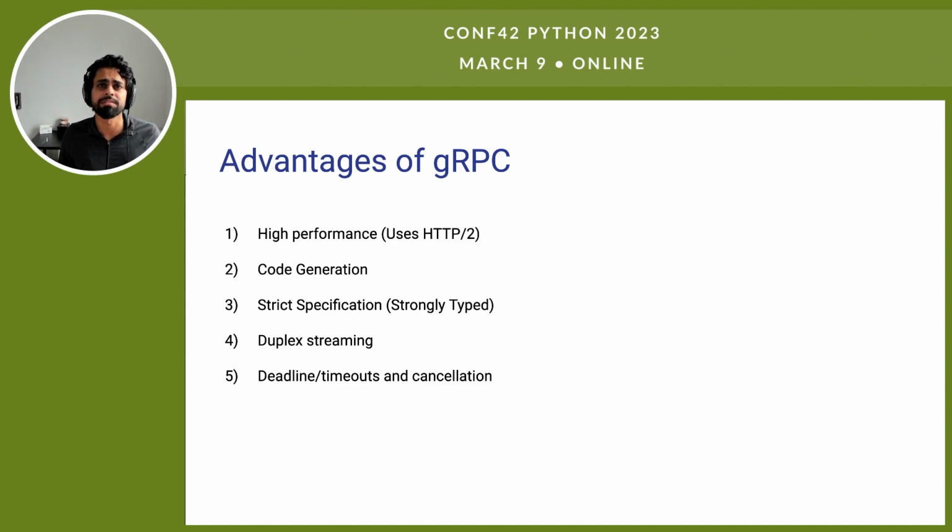gRPC also has native support for streaming. It has unary as well as bidirectional duplex streaming support, which means the client and the server can establish a connection and basically just pass messages back and forth.